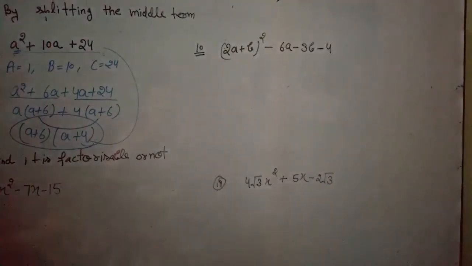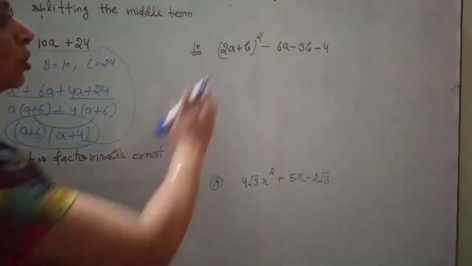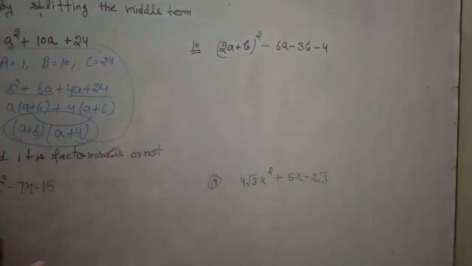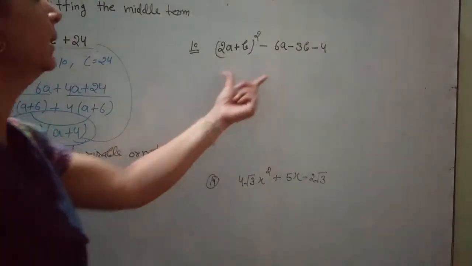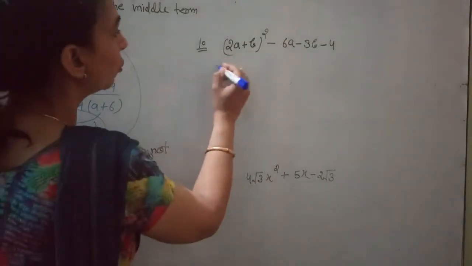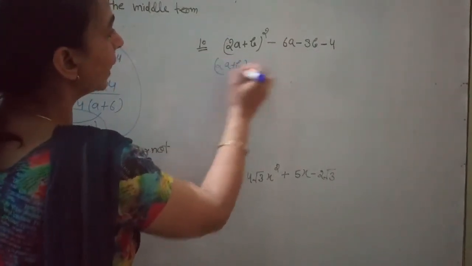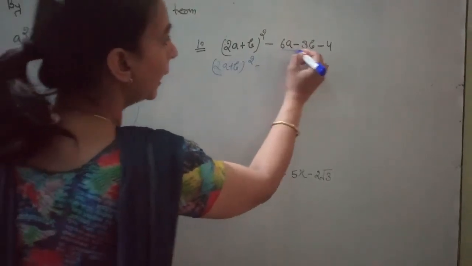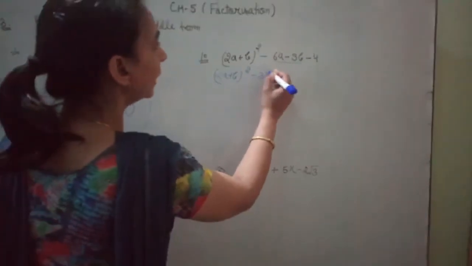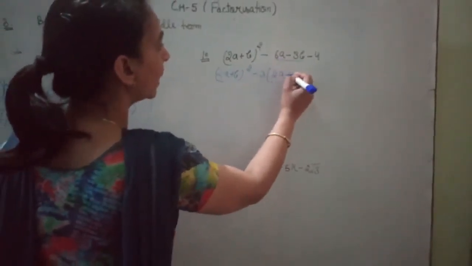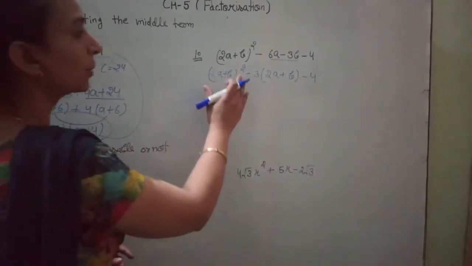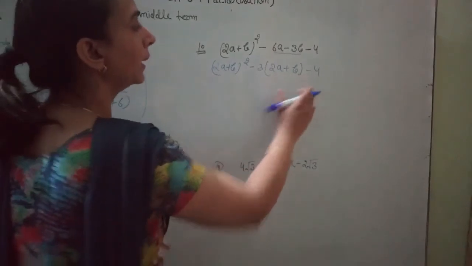Clear? Then next, question number 10: 2a plus b whole square minus 6a minus 3b minus 4. Student, first we express this in the form ax square plus bx plus c. We write 2a plus b whole square as it is, minus. In this expression we take common 3. Then there is 2a plus b minus 4. So, 2a plus b whole square minus 3 into 2a plus b minus 4.